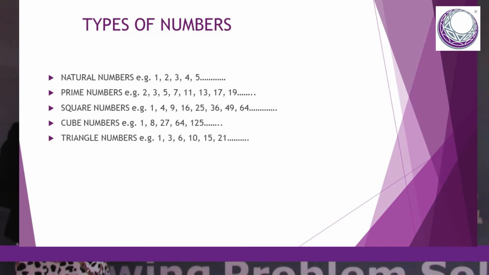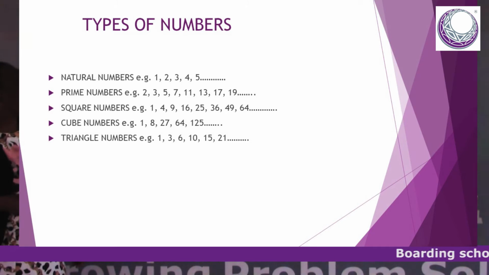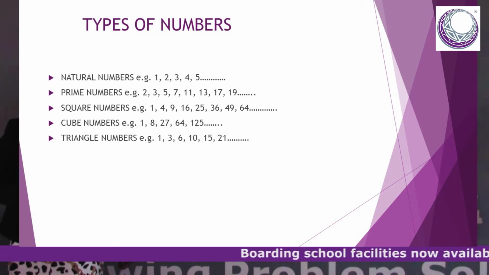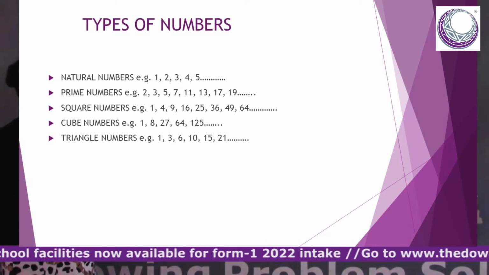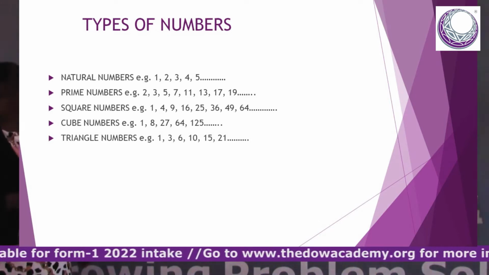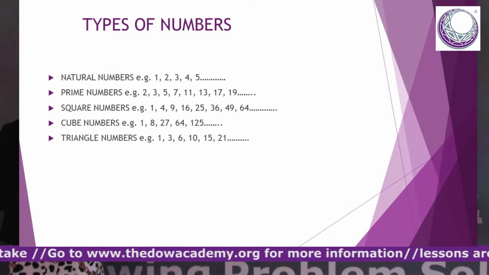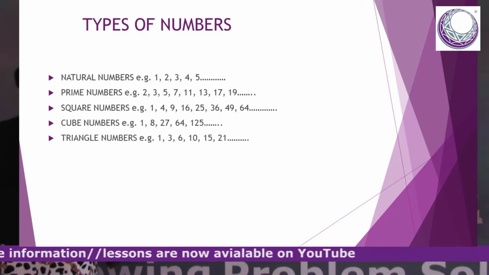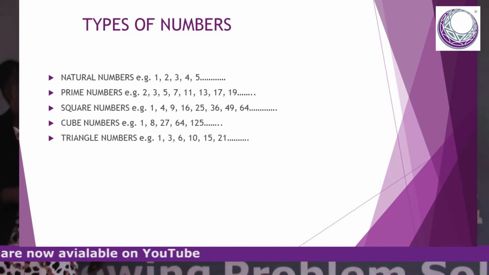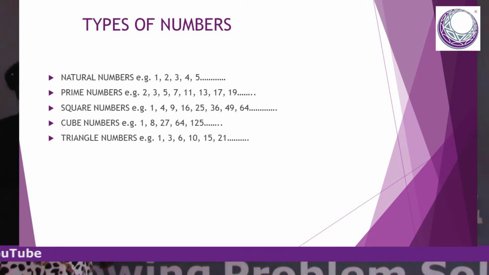We also tend to miss out or leave out 2 because we think it's an even number, but it is the only even number which is a prime number. So this list is very, very important. Then we also have our square numbers. We need to work out or to know our square numbers and try as much as we can.